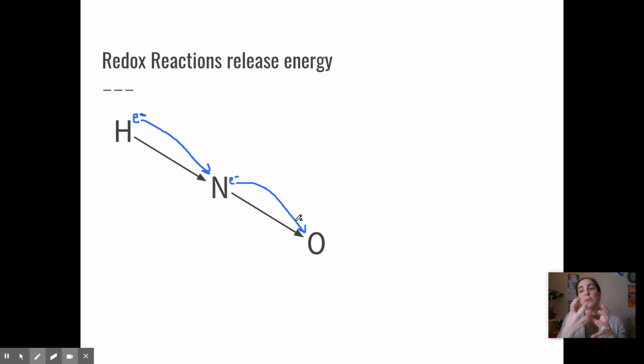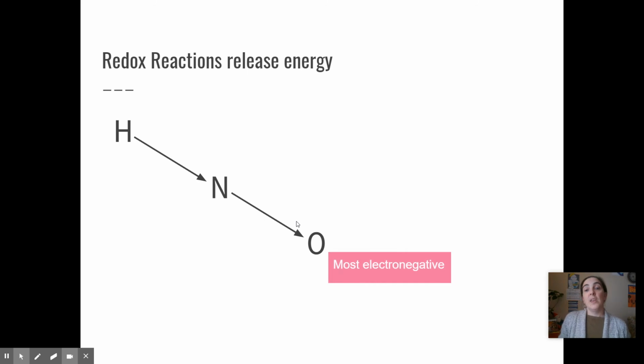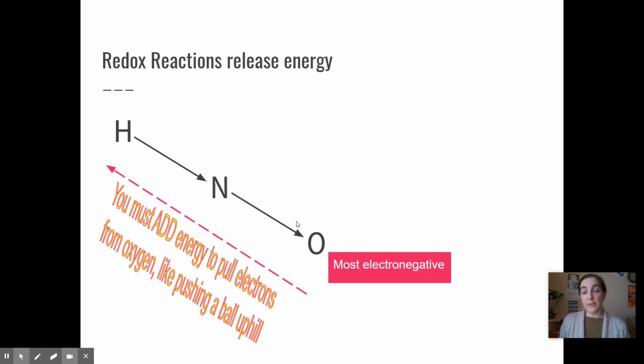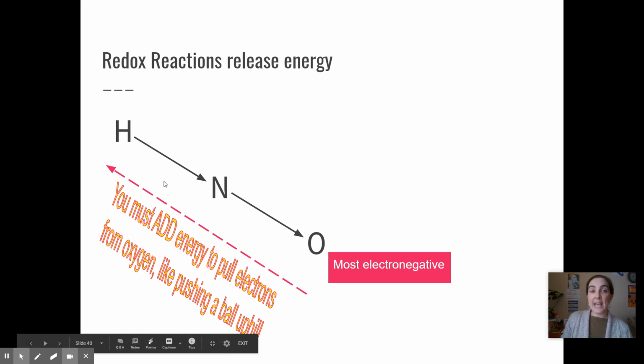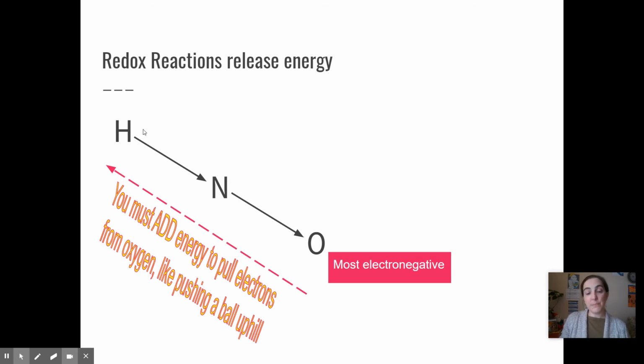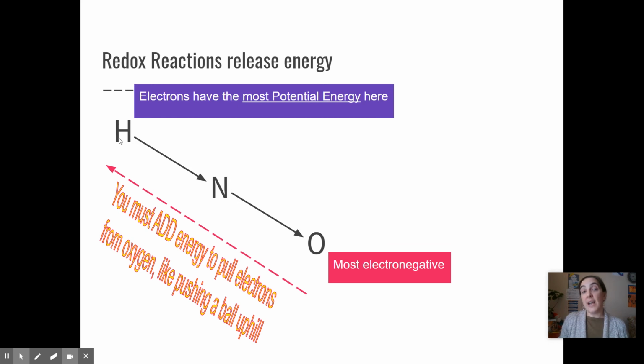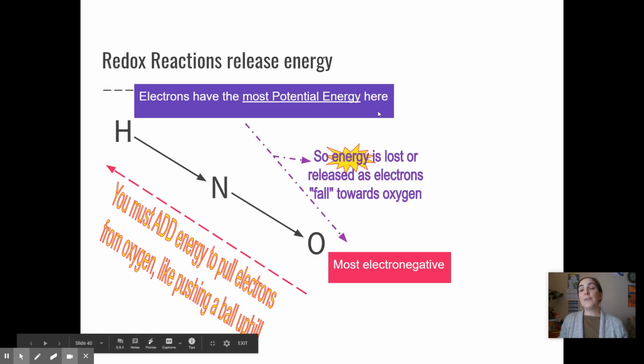Think of oxygen like a really, really strong magnet that's just attracting those electrons towards it. So oxygen is the most electronegative. And so if we have electrons that are attached to an oxygen and you wanted to pull them off, that would require a lot of energy, right? It'd be like pulling apart really strong magnets. That requires an input of energy. So you have to add energy to electrons to pull them off of oxygen, which means the electrons up here have the most energy. Electrons on a hydrogen atom have the most potential energy because they have the potential to be pulled off by nitrogen or oxygen and kind of fall down this.